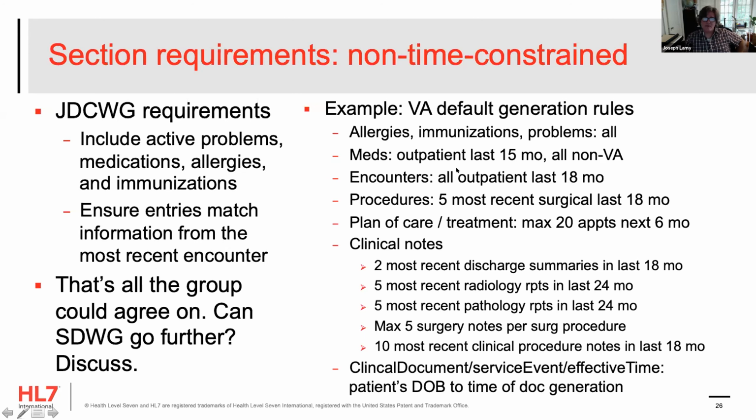But just for example, here's what the VA does. They include all of the allergies, immunizations, and problems. They include the last 15 months of outpatient meds and all the meds from non-VA facilities. They include all the outpatient encounters, 5 most recent surgical procedures. So you can see there's a lot of heuristics that they've applied here. And the question that I have is, is this good enough?